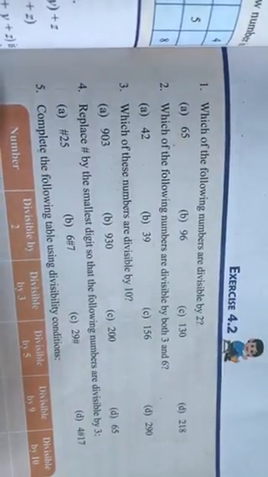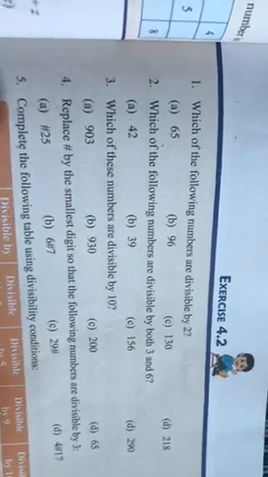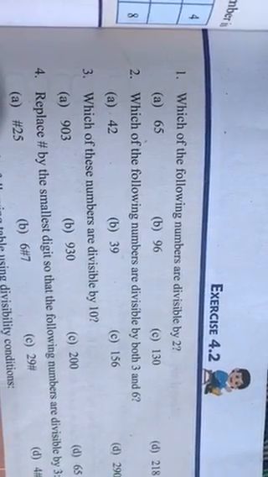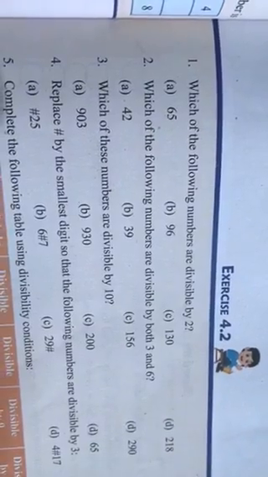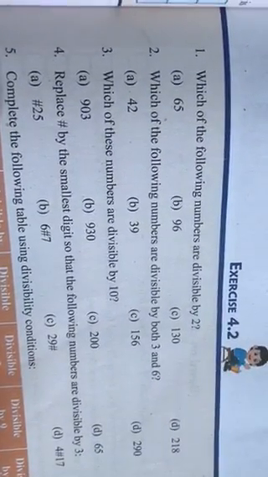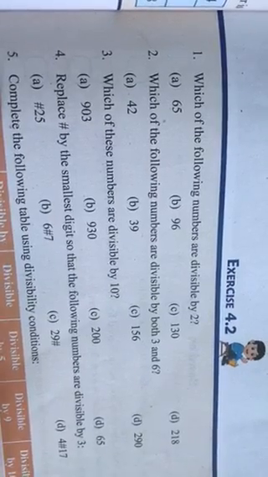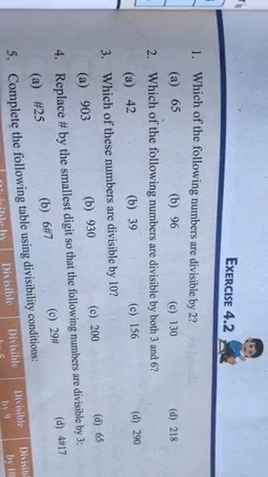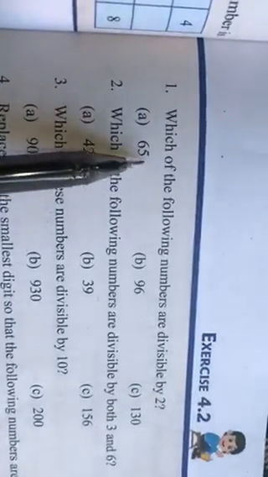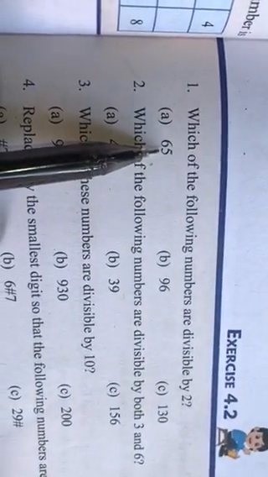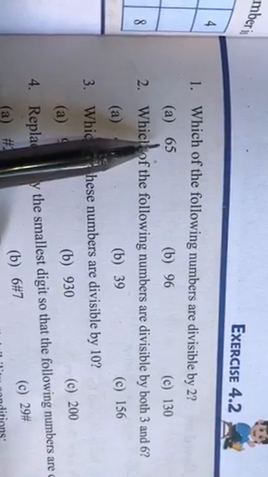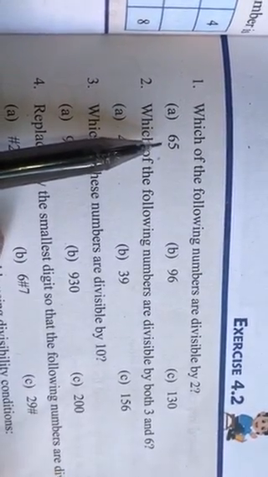So in this video we start question number 1, and your question number 1 is: which of the following numbers are divisible by 2? As the identity of divisibility by 2 is the unit place digit must be 0 or an even number. So in the first number 65, the unit place digit is 5, which is an odd number. That means 65 is not divisible by 2 without doing actual division, right?